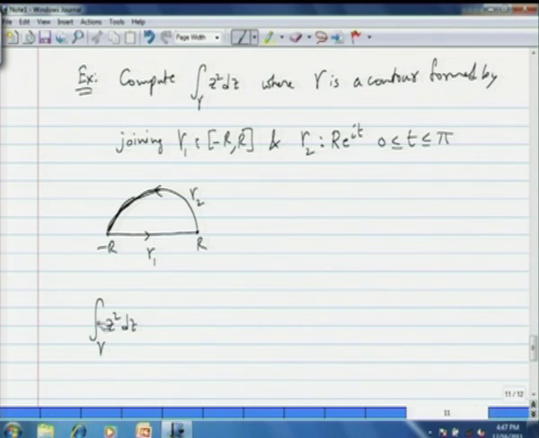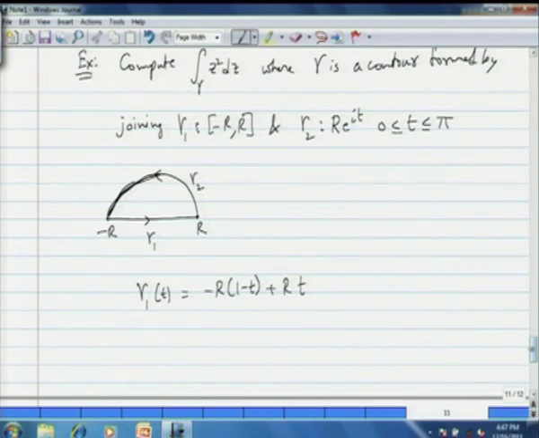Well, let us first write a parameterization for gamma 1. Gamma 1 can be described as minus r times 1 minus t plus r times t. Okay. So then we are almost all set. I am saying almost for a reason. To compute the contour integration of z squared dz over the contour gamma, now, gamma is the join of gamma 1 and gamma 2.